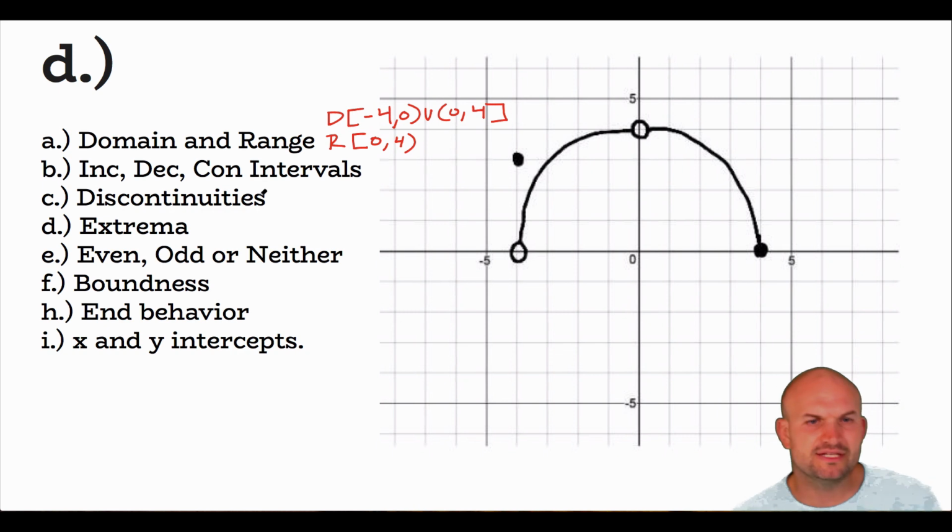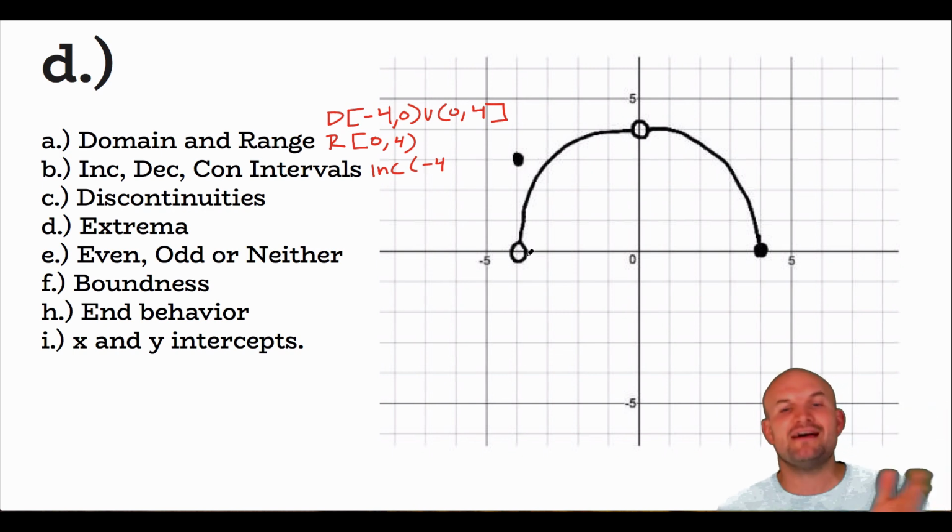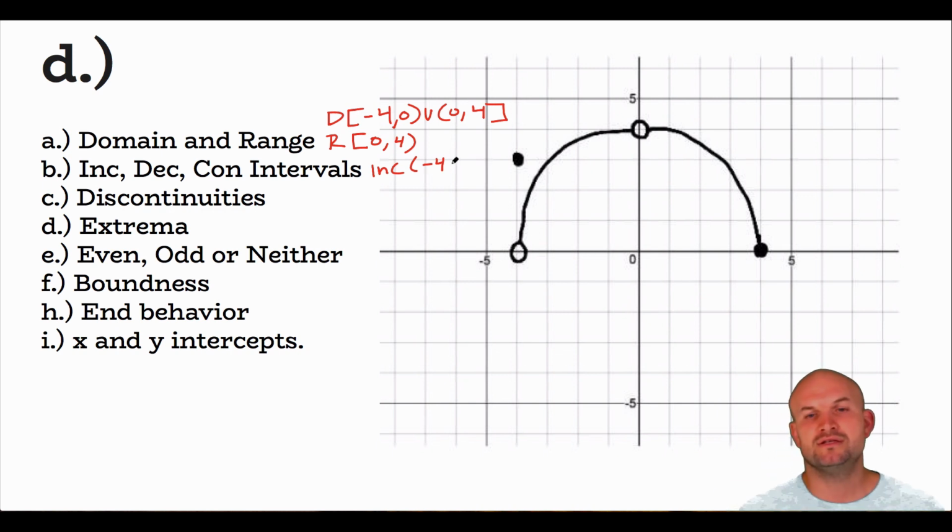All right, increasing, decreasing intervals. We can see that the graph is increasing from negative 4, from down here, even though here's the point at negative 4. And that's why negative 4 is not included. But right after negative 4, all the way up to 0, the x value is increasing. So again, from negative 4 to 0. As my little marker is going from left to right, the graph is going up. So negative 4 to 0. And then we can say that it is decreasing from 0 to 4.